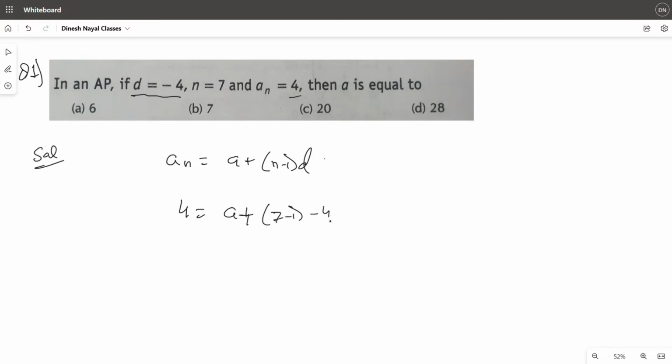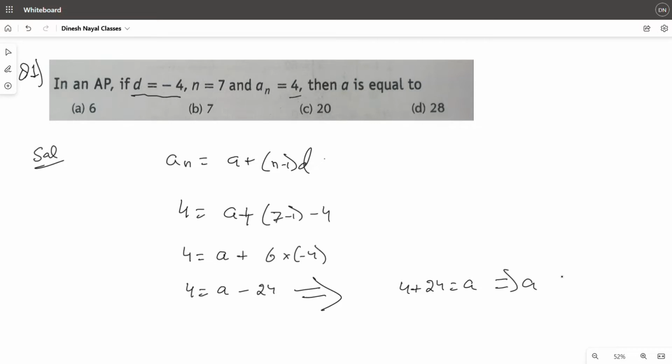So 4 equals A plus 7 minus 1 is 6. So this is 6 into -4, and 6 into -4, we all know that's -24. Now if you take -24 to the left hand side, that will be positive. So A will be 4 plus 24, which is 28. So A equals 28. That means the correct option is D. For question 1, D is the correct option.